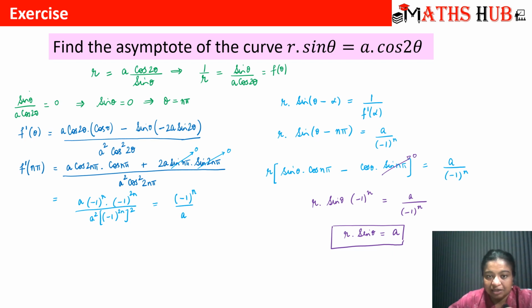So I'm again repeating the entire process quickly. So from the equation of the curve, we will calculate 1 by r. Whatever we get on the right hand side as a function of theta, we'll substitute it equal to 0. And then we will solve it to get the values of theta, right? Once we get the values of theta, we will calculate the derivative f dash theta. We'll substitute that root and we'll get the value. And then the equation of the asymptote is r into sine theta minus alpha is 1 by f dash alpha. Just solve that equation and whatever we get at the end, that results into the equation of the asymptote, right?